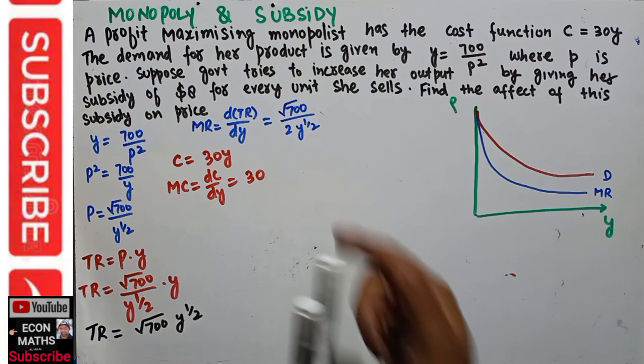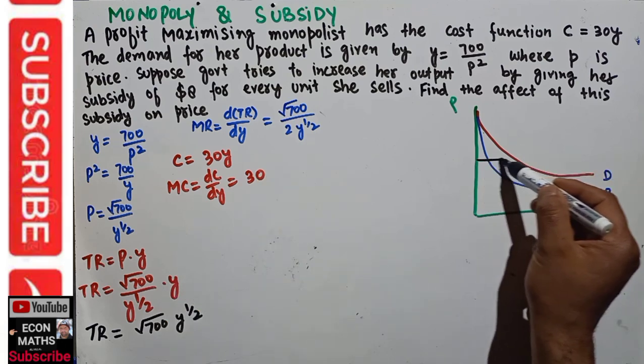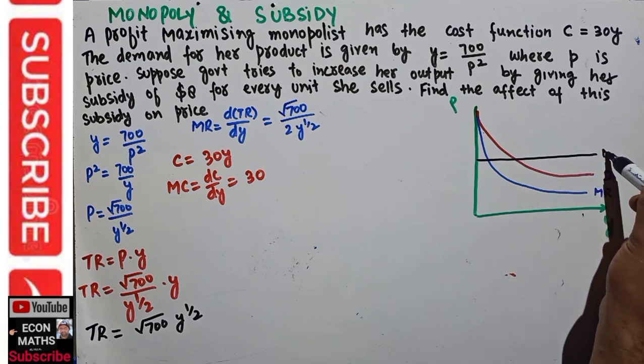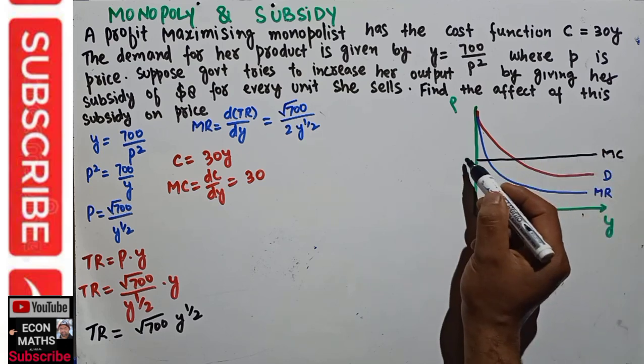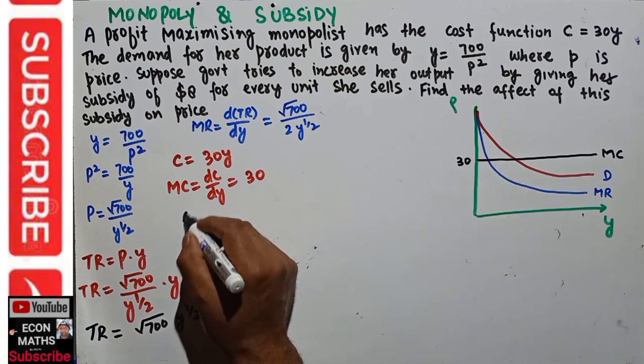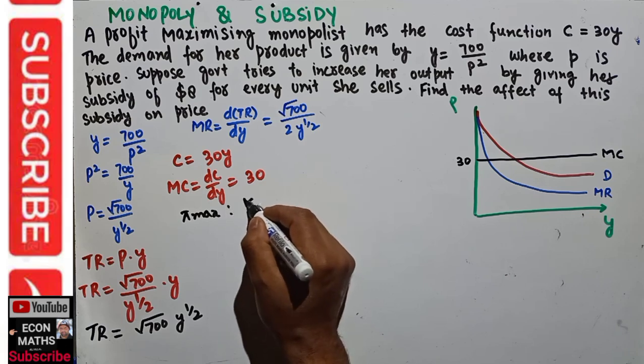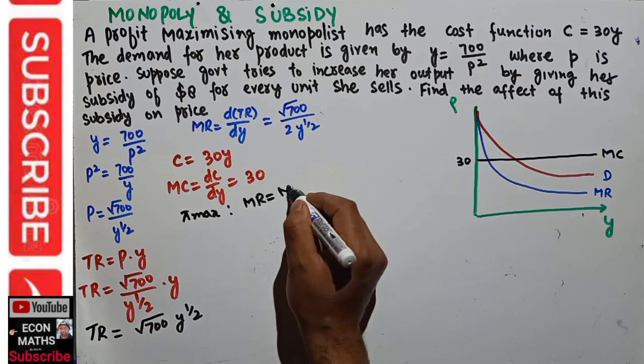Okay, marginal cost is constant, which is 30. So let us try to draw the marginal cost function. This is our marginal cost function. It is 30 here. So profit maximization requires that marginal revenue should be equal to marginal cost.